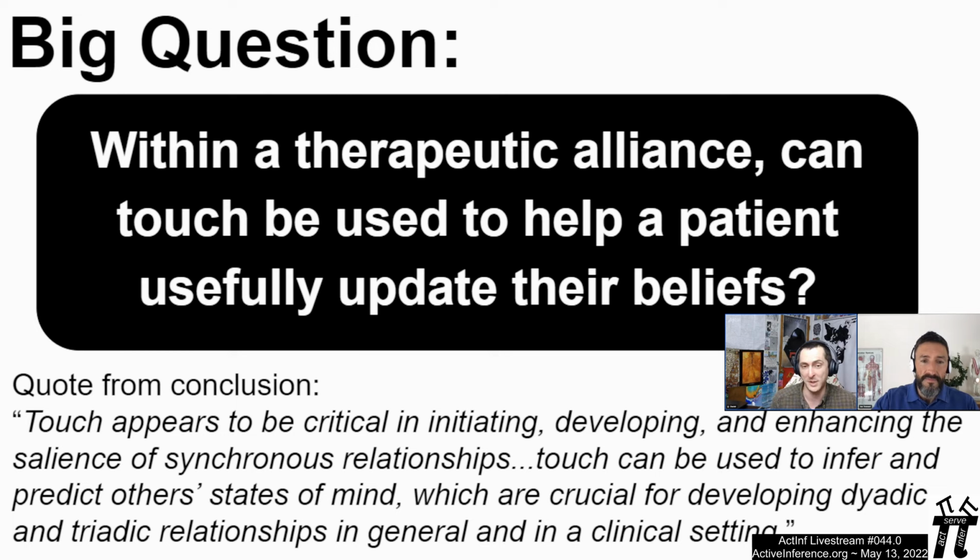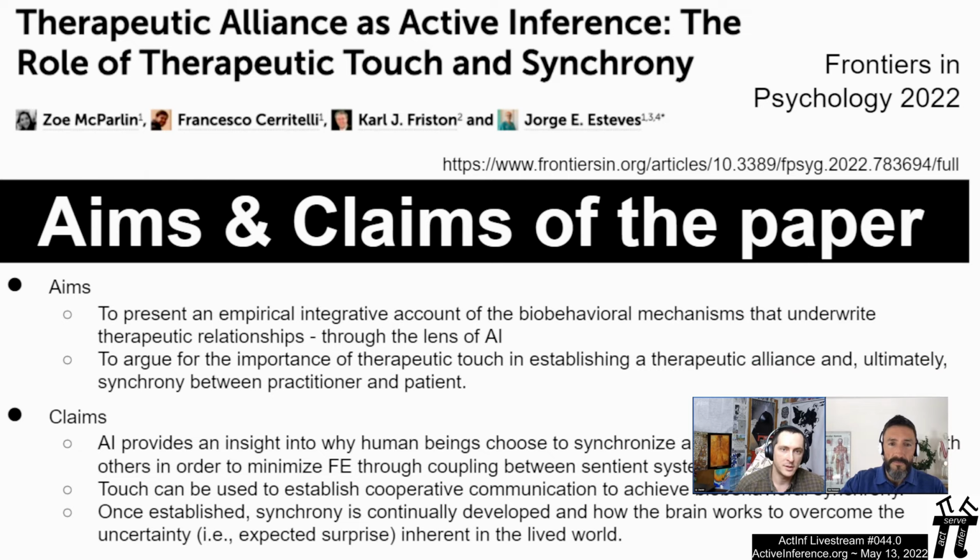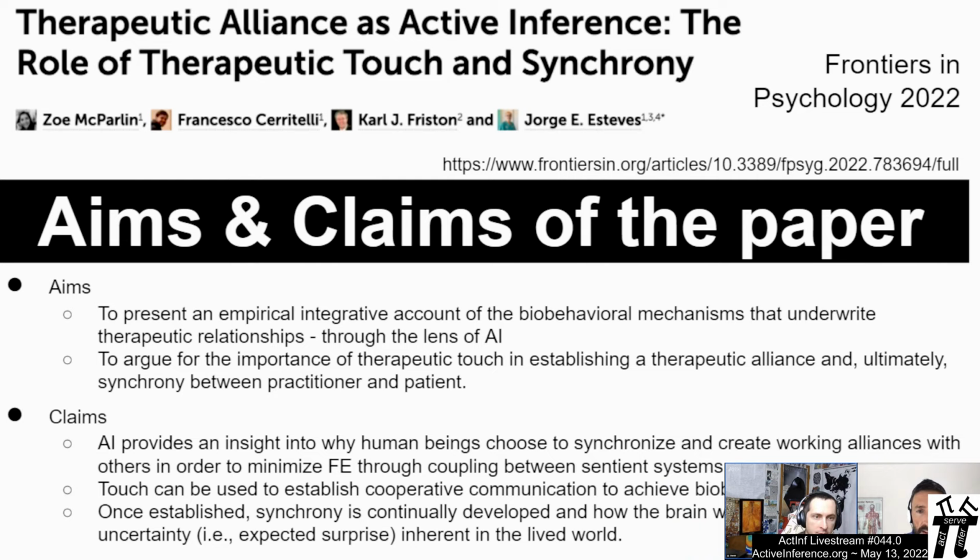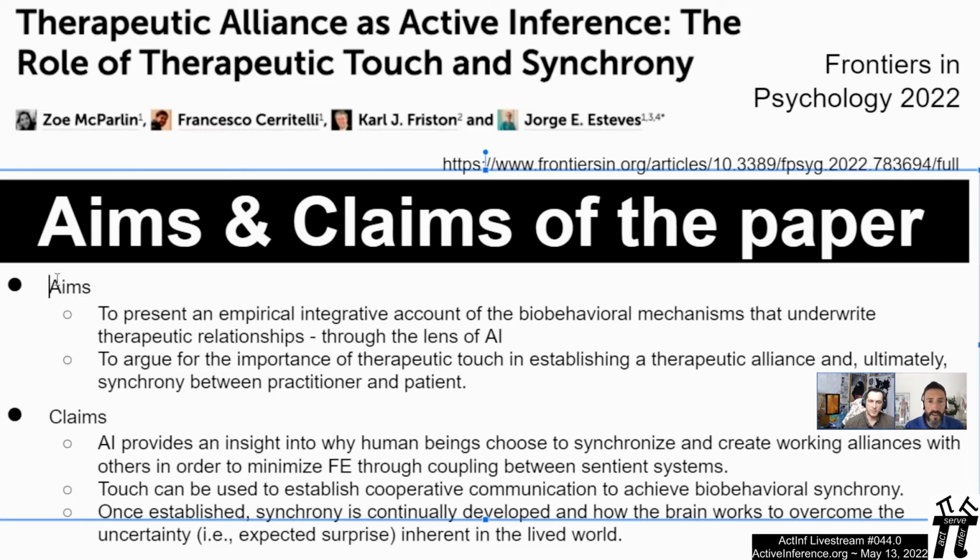Cool. Let's go to the aims and claims of the paper. As we mentioned, the paper is McParlin et al. in Frontiers in Psychology from 2022. One of the aims, the way the authors represented what they set out to accomplish, was to present an empirical integrative account of the biobehavioral mechanisms that underwrite therapeutic relationships through the lens of active inference. They also aim to argue for the importance of therapeutic touch in establishing a therapeutic alliance and synchrony between the practitioner and the patient.